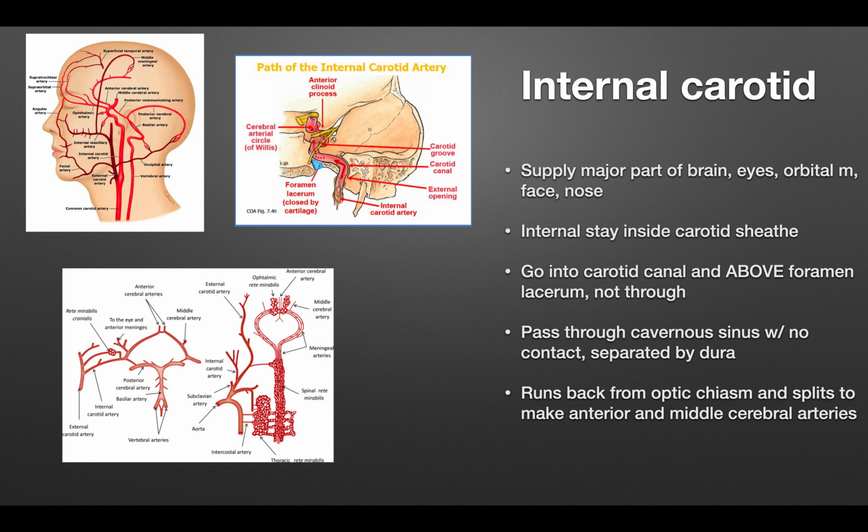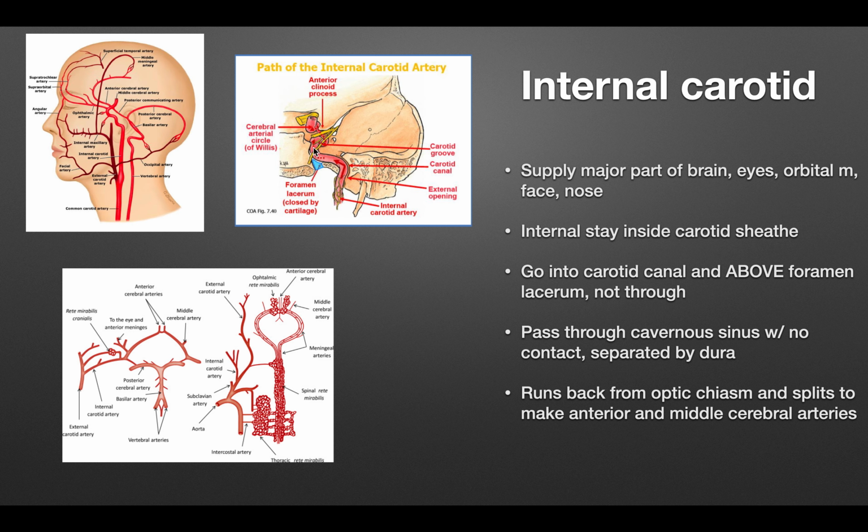Okay, so the internal carotid supplies a major part of the brain, the eyes, the orbital muscles, the face, and the nose. As you can see here, it goes up into here and above the foramen lacerum, not through. The board might be able to trick you if they say, oh, the internal carotid goes through the foramen lacerum, but it doesn't, because the foramen lacerum is closed by cartilage.